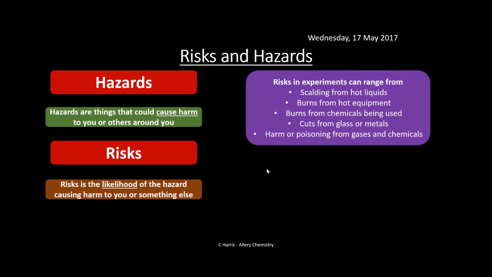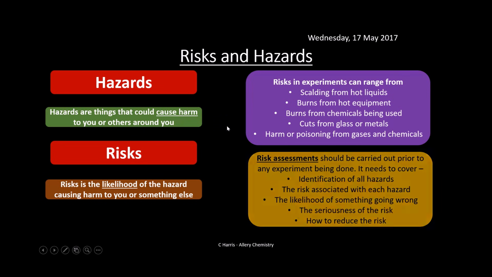So risks in experiments can range from things like scalding from hot liquids, burns from hot equipment that you might be using, like obviously Bunsen burners, burns from chemicals, acid burns for example, cuts from glass or metals, harm from poisoning from gases and chemicals, so like carbon monoxide and chlorine. These are risks. Okay, so this is the likelihood of the hazard causing harm. So what's the likelihood of being scalded, etc.